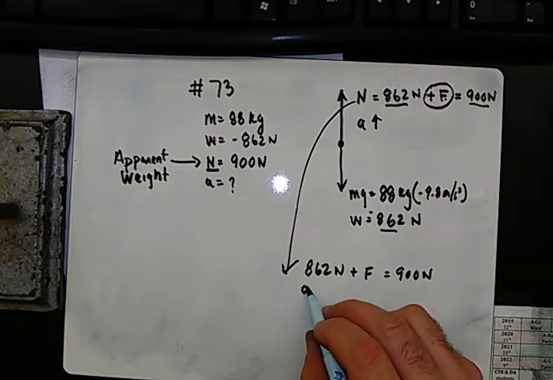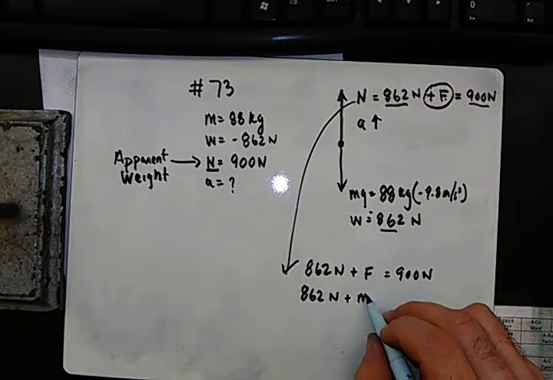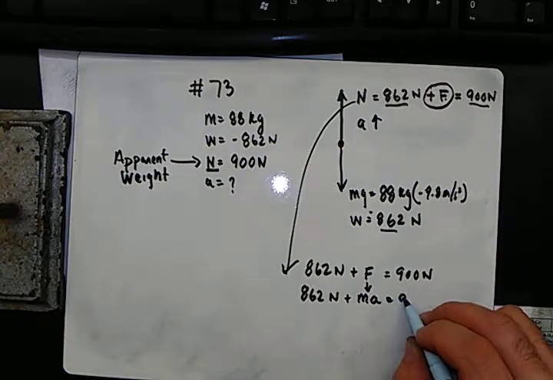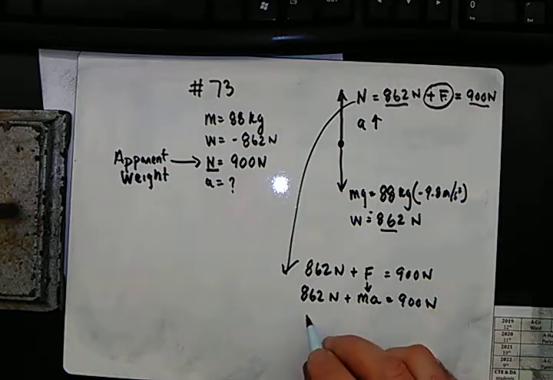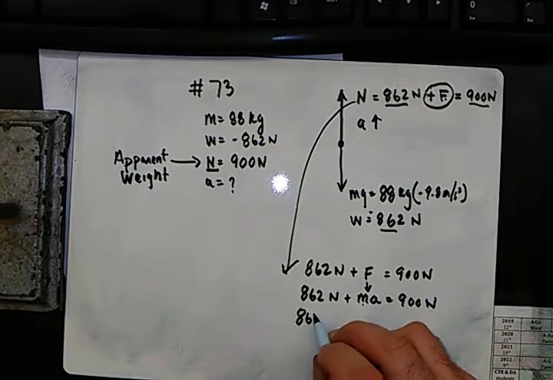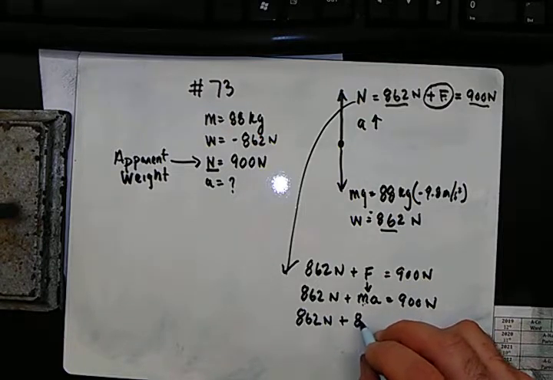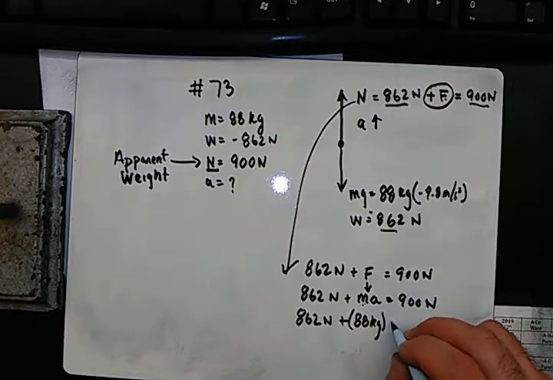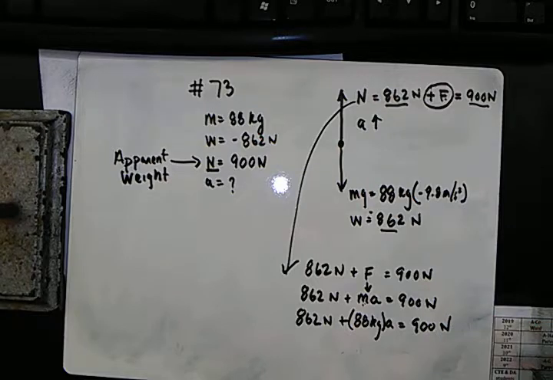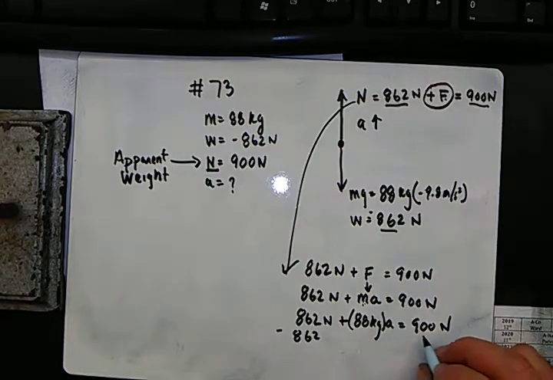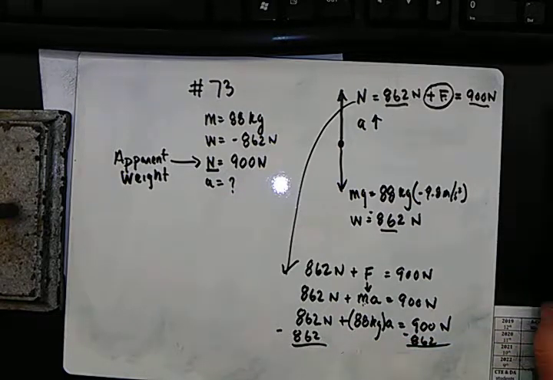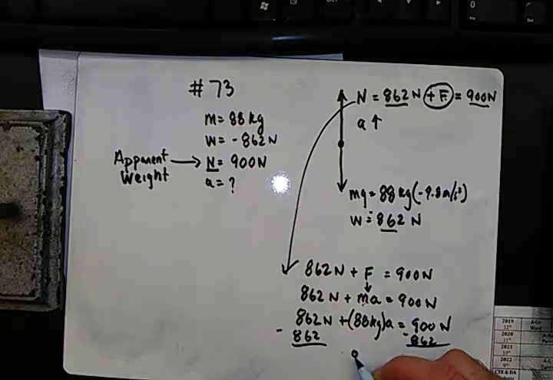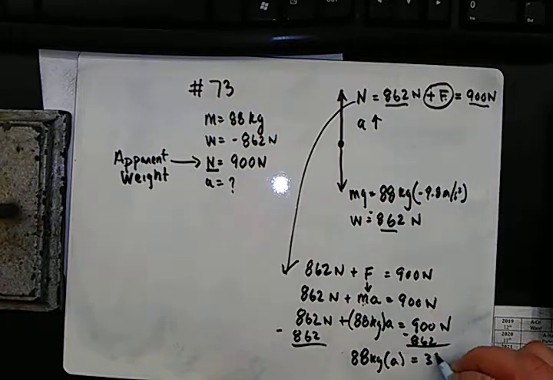I'm going to take this a step further. You know, force is mass times acceleration. I'm going to plug in the known here. So 862 plus 88 kilograms times A is 900. Let's figure this out. I'm going to bring the 862 over here and subtract it. So what I'm left with is 900 minus 862. I'm left with 88 kilograms times A is 38 newtons.